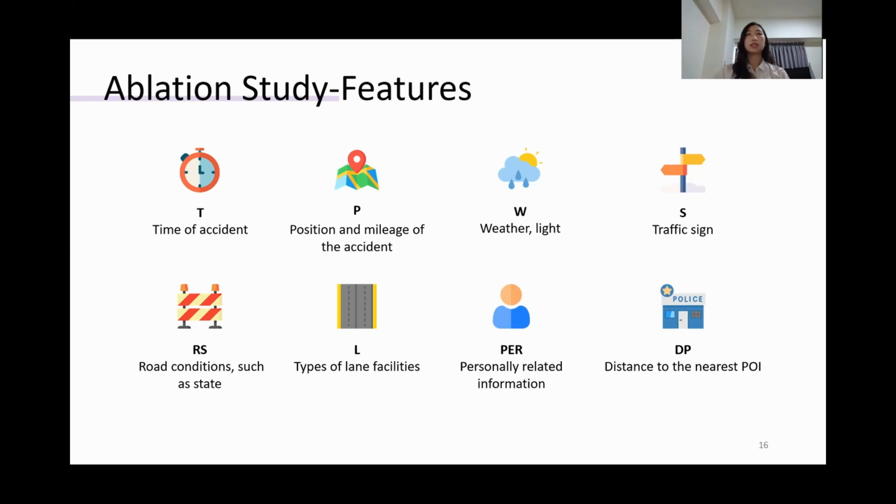The following are some of the features we have defined. T denotes the time, P denotes position, W denotes weather, S denotes traffic sign, RS denotes road state, and L denotes the type of the land facilities. PR denotes the personal related feature. DP denotes the distance to the nearest POI. Because PR is the most relevant factor in the accident, we include it in every combination.